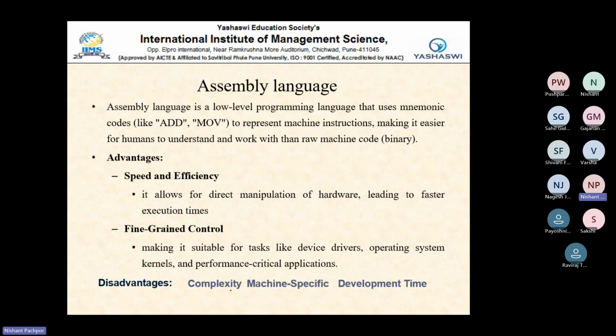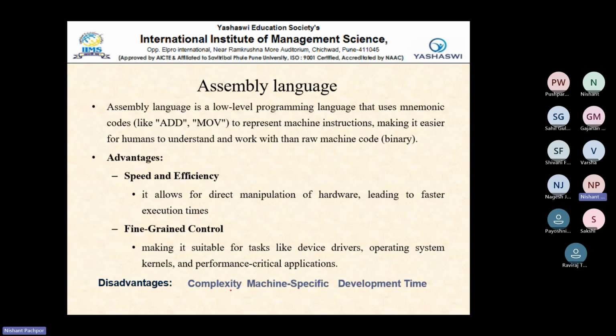Then to understand all of these, and to do their interfacing and programming, we need assembly language. So assembly language is a low-level programming language that uses mnemonic codes like add and move to represent machine instructions, making it easier for humans to understand the work to be converted.